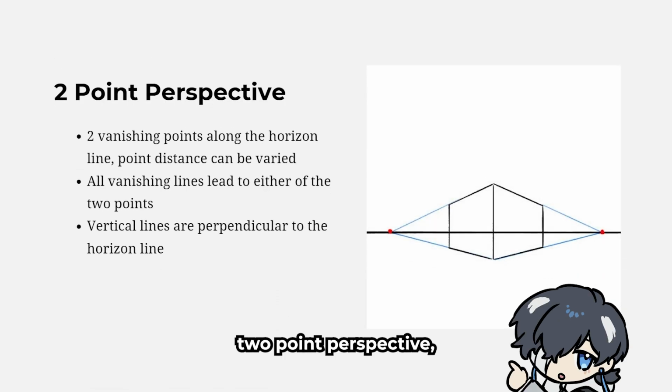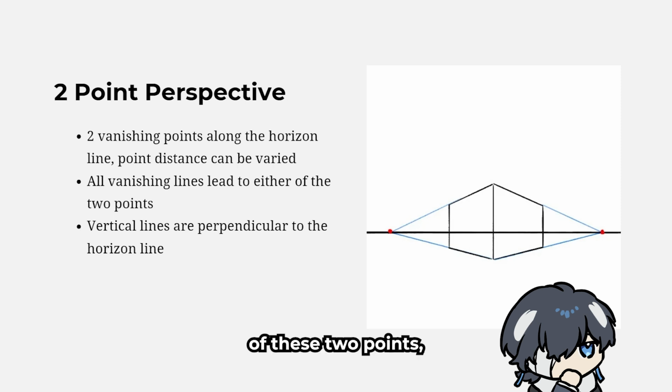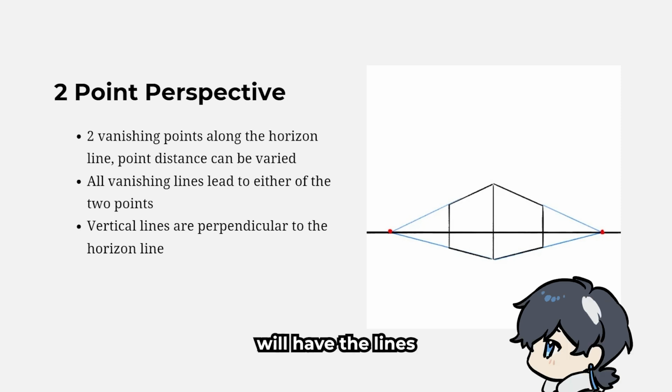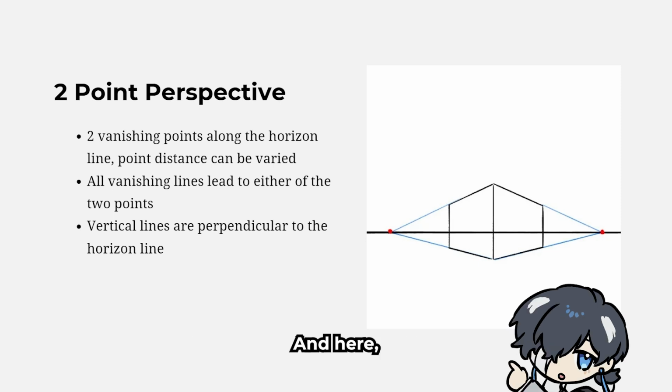Meanwhile, for two-point perspective, there will be two vanishing points along the horizon line, and the distance between these 2 points can vary. All vanishing lines will lead to either of these 2 points depending on which way they're facing. Any surface facing the left side will have the lines converging at the left vanishing point, and vice versa. And here, vertical lines will still remain straight and perpendicular to the horizon line.